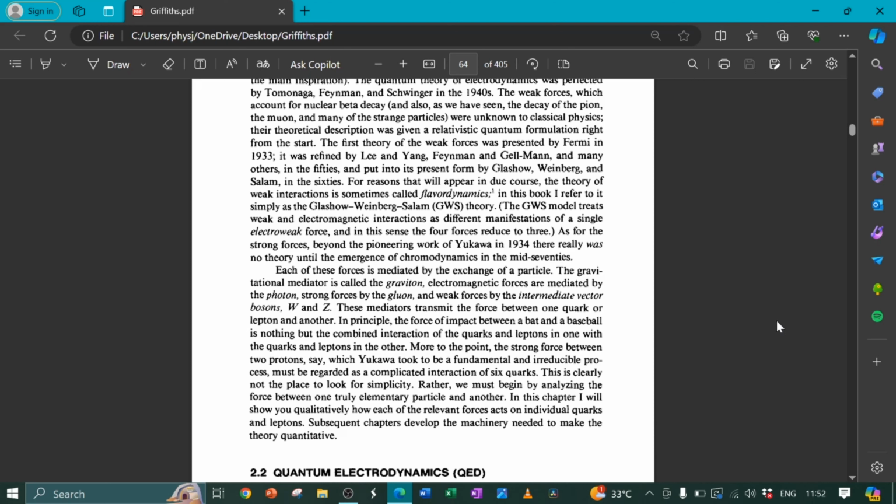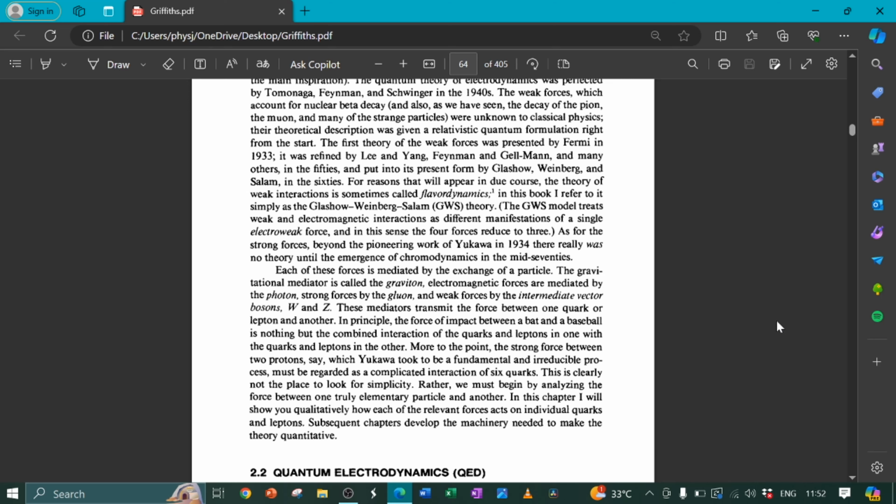In principle, the force of impact between a bat and a baseball is nothing but the combined interaction of the quarks and leptons in one with the quarks and leptons in the other. More to the point, the strong force between two protons, say, which Yukawa took to be a fundamental and irreducible process, must be regarded as a complicated interaction of 6 quarks. This is clearly not the place to look for simplicity.